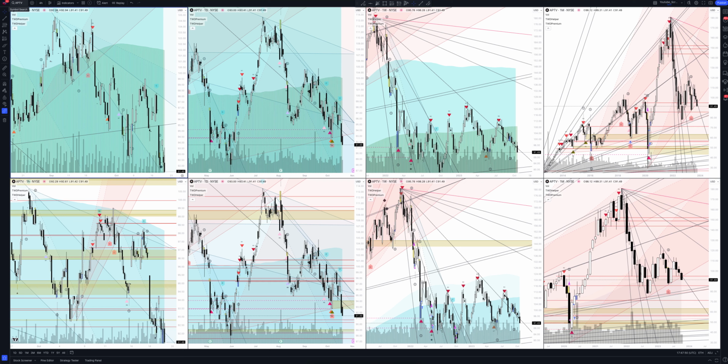Today we will take a look at Aptiv stock. Let's analyze the market situation and find out how you can make money on it. Let's start.